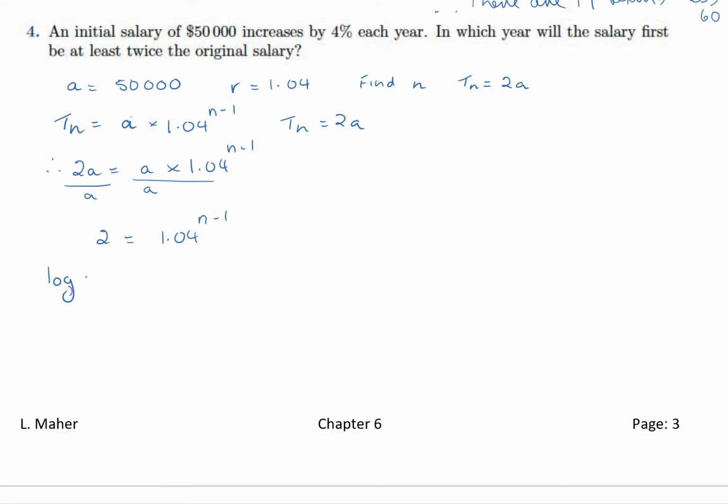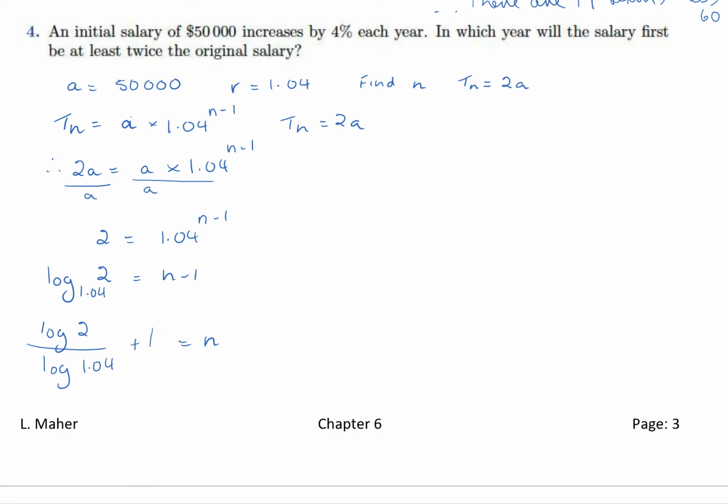Using my definition of a log of a number to this base gives me the power to which that base needed to be raised in order to give that number. Now, I'll need to use the change of base to get this value, and that would give me n minus 1. However, if I add 1 on, then it will give me n.